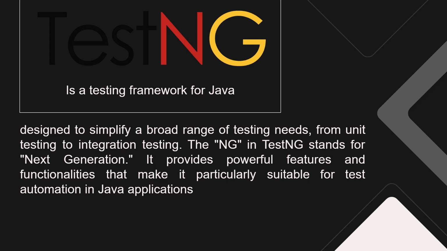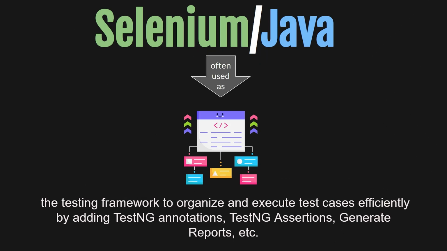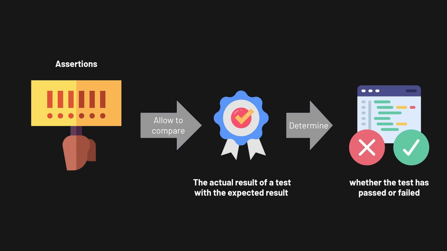TestNG is a testing framework for Java designed to simplify a broad range of testing needs, from unit testing to integration testing. The NG in TestNG stands for Next Generation. It provides powerful features and functionalities that make it particularly suitable for test automation in Java applications. In Selenium Java, TestNG is often used as a testing framework to organize and execute test cases efficiently by adding TestNG annotations, TestNG assertions, generate reports, etc. In this video, we are paying attention to the TestNG assertions with Selenium Java.